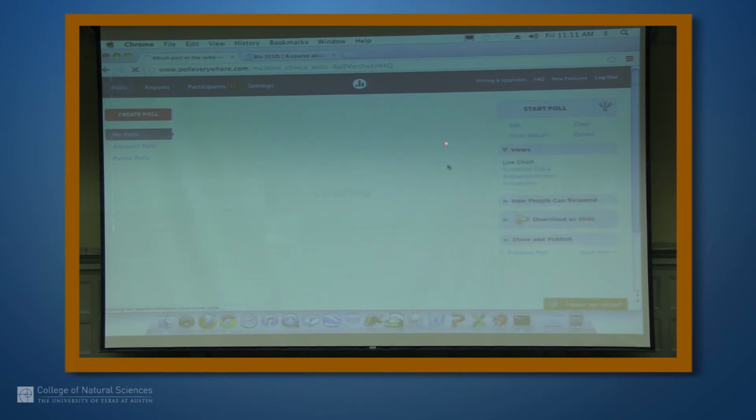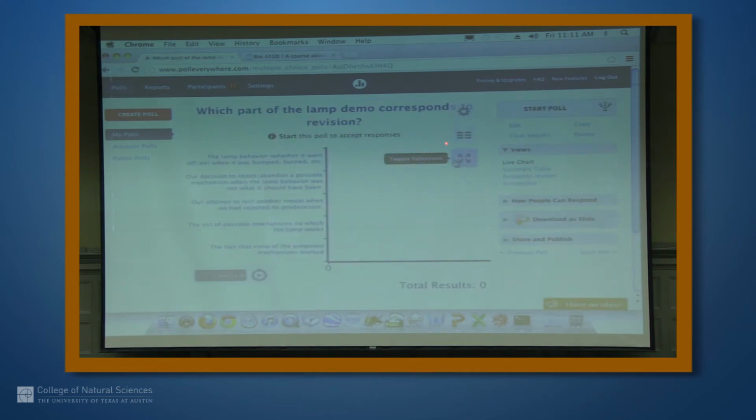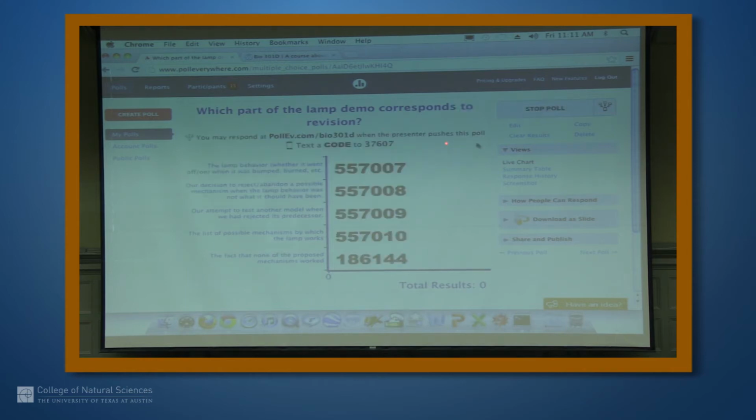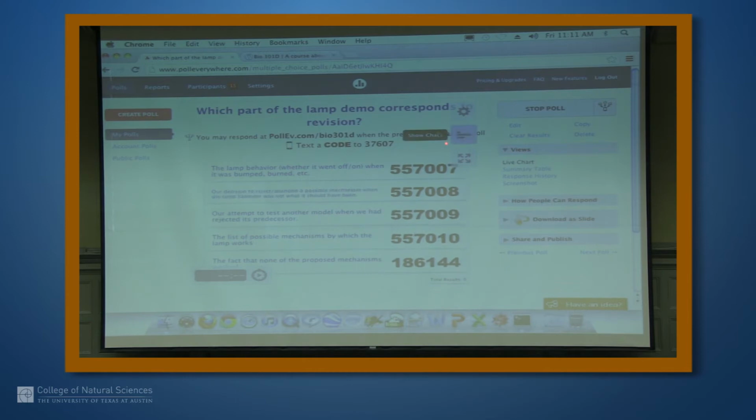revision. This was the one hang-up, where about half the class split over this. So revision means getting rid of one model and moving on to another one.